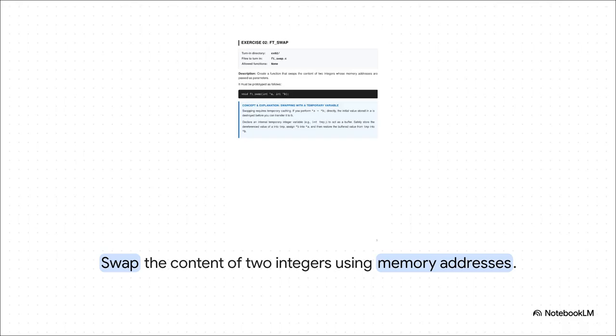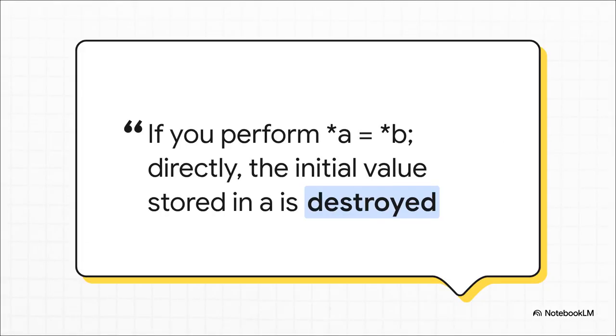Now that we actually know how to target specific memory blocks, let's look at exercise 02, ft_swap. You're asked to write a function that trades the content of 2 integers using their memory addresses. So you have pointer A and pointer B, and you need them to swap values. Sounds super simple, right? But there is a major trap here that catches so many students off guard. Listen, this is absolutely crucial. If you just take the value of B and shove it into A by typing *a = *b directly, well, congratulations, you've just overwritten A. The original data in A is totally gone forever, and now you have nothing left to give back to B.